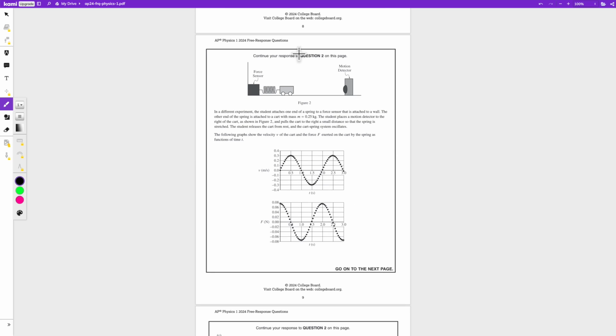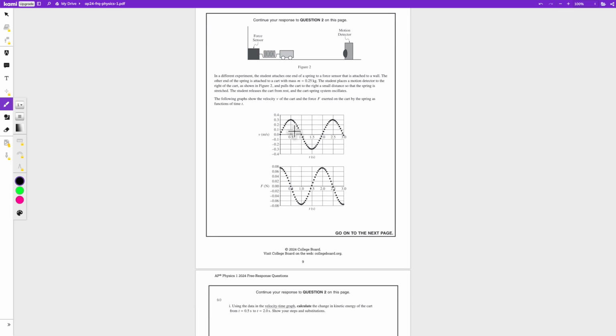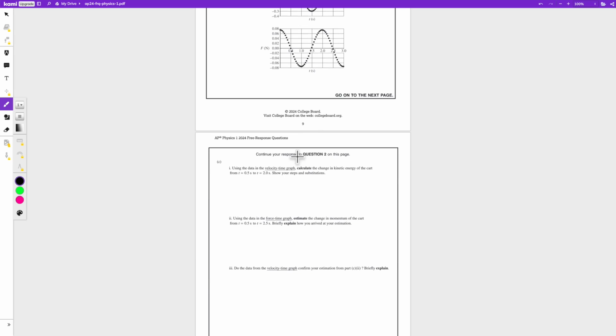So, this is actually part of question 2 still. In a different experiment, a student attaches one end of the spring to a force sensor that's attached to a wall, and another end of the spring is attached to a cart with a mass of 0.25 kilograms, and a motion sensor is placed here. So we know that this is going to be used to detect velocity. The student releases the cart from rest and the system oscillates. And we have two graphs here, velocity of the cart and force exerted on the cart by the spring.